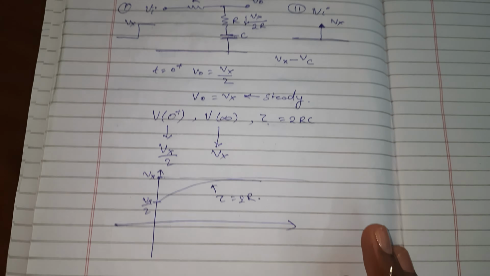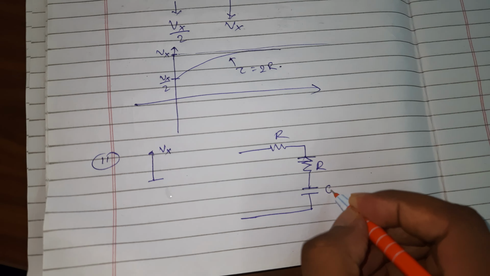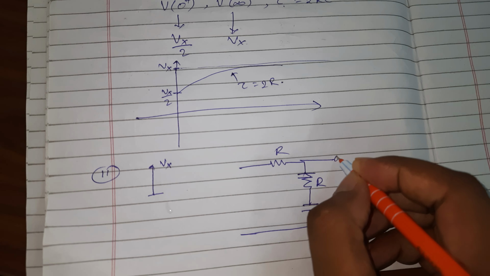That was it. So now I will try this one also. If we give an impulse input to this circuit, what will happen? So let us analyze this for impulse input. This is resistor R, this is R, and this is C, and you have to take the output here.